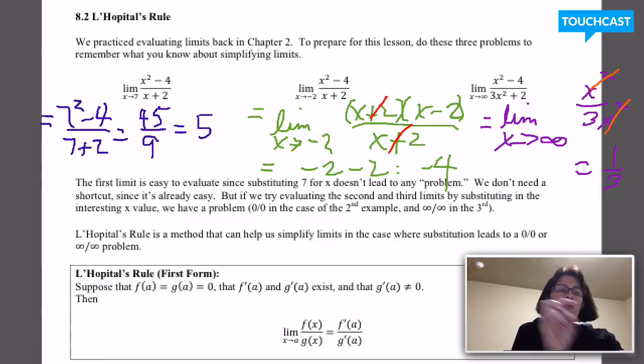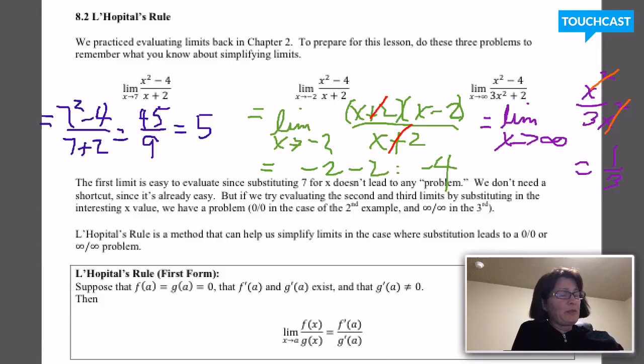And this last one, when I try plugging in infinity, I end up with this fraction, infinity over infinity. So what I do is I look for the terms that dominate. So I ignore that -4 and that +2. And if I just think about the limit as x goes to infinity of x squared over 3x squared, I can see that the x's cancel and I have a limit of 1/3.